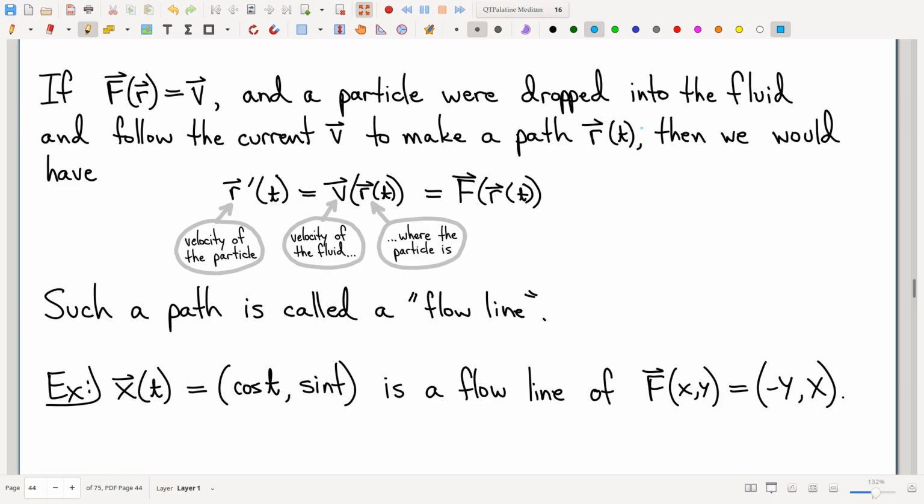Okay, so here's how we're going to make this into equations. Imagine we're talking about the particle moving along some parametric path r of t, so position is a function of time, and keeping in mind that the water is flowing with a certain velocity. Let's say the vector field represents the velocity of the water. That's the velocity of the water. Okay, well, here's the observation that we just made. I'm going to say it in math now.